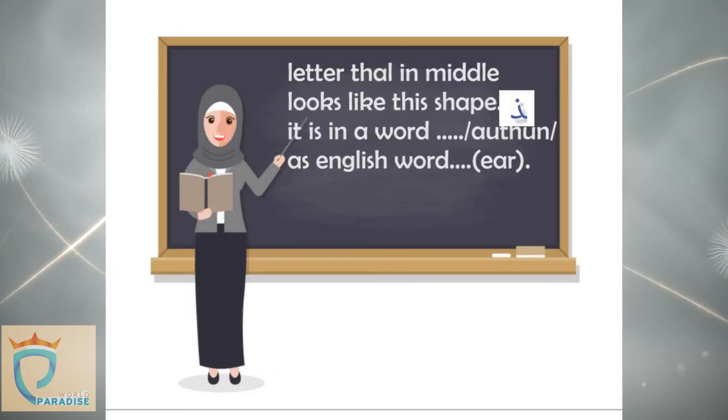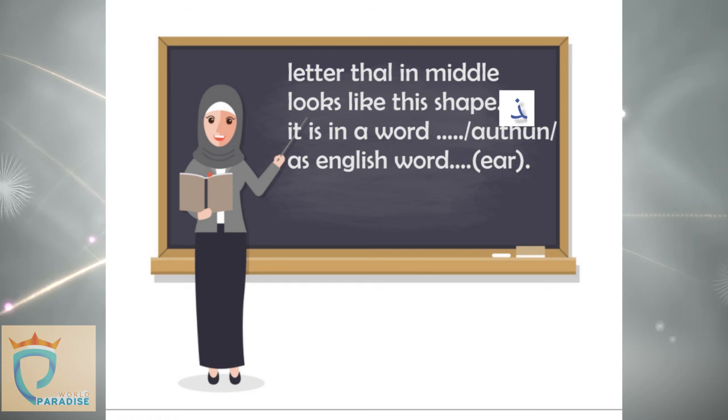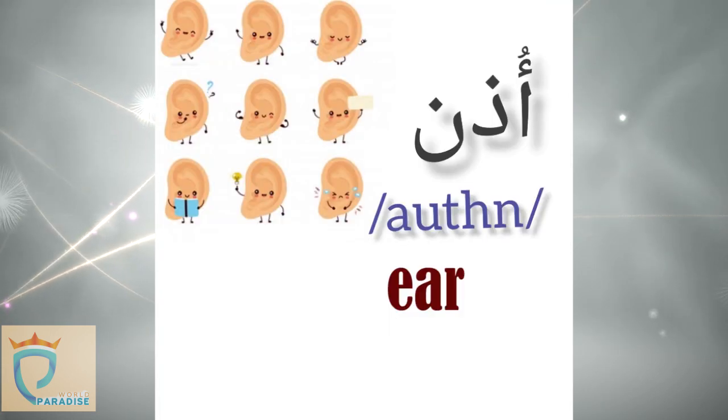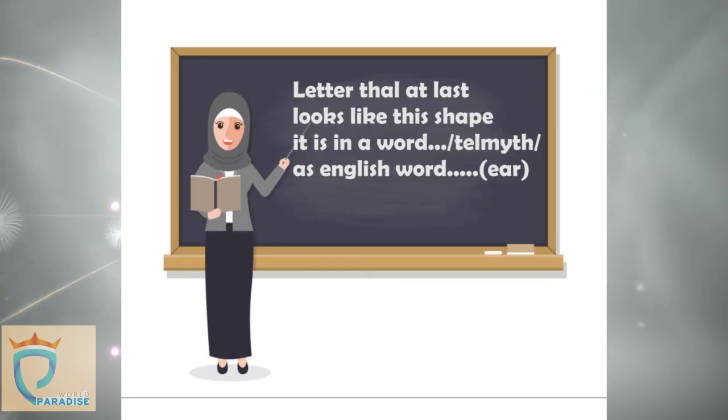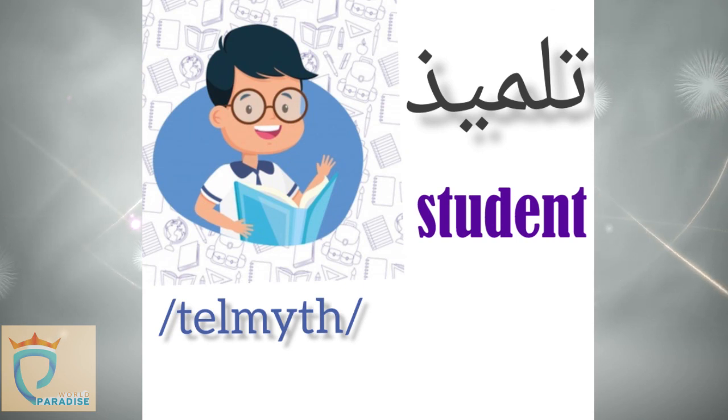Letter ذال in middle looks like this shape. It is in a word أذن as English word ear. Letter ذال at last of the word looks like this shape. It is in a word تلميذ as English word student.